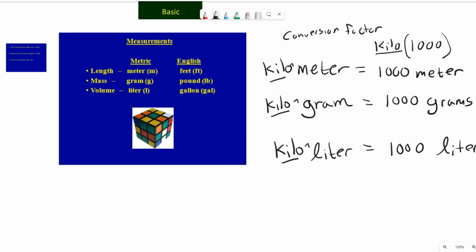So if you understood this video and you're comfortable with this material, then you'll be ready to move on to the next video. I should have a little tab at the top of the video showing you the next video, which looks at basic conversions in the metric system using kilos and millis.